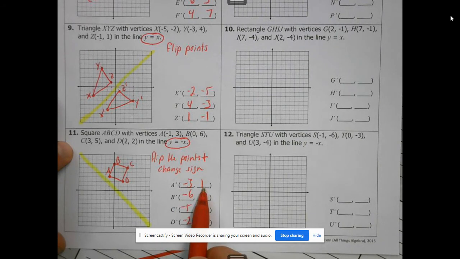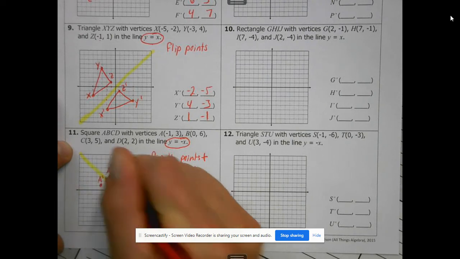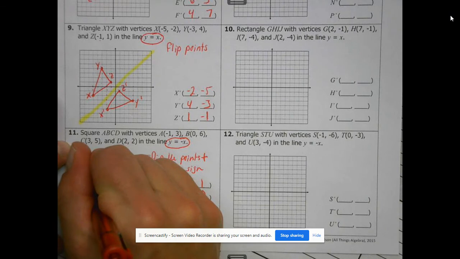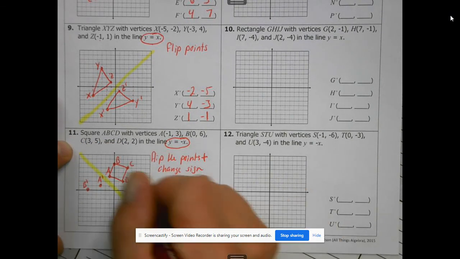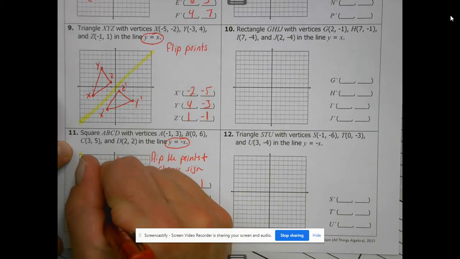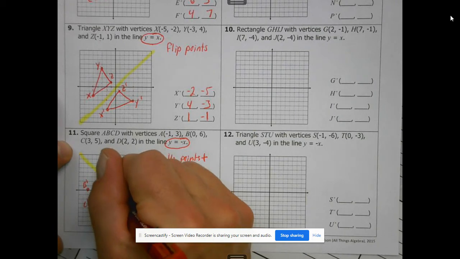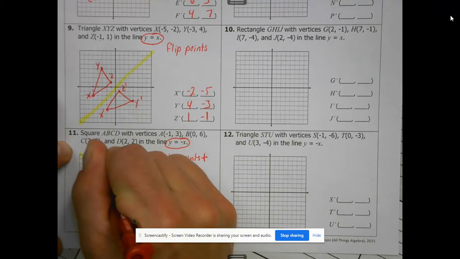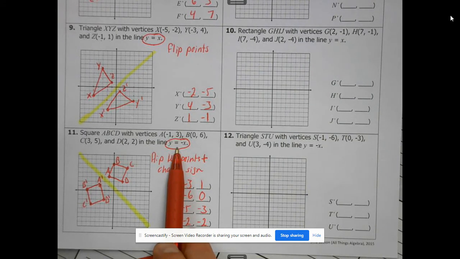A prime is back 3, up 1. B prime is back 6, up 0. C prime back 5, down 3. And D prime is back 2, down 2. Connect the points, make sure they're all labeled. And that is how you graph the line reflection, y equals negative x. That's it for reflections.